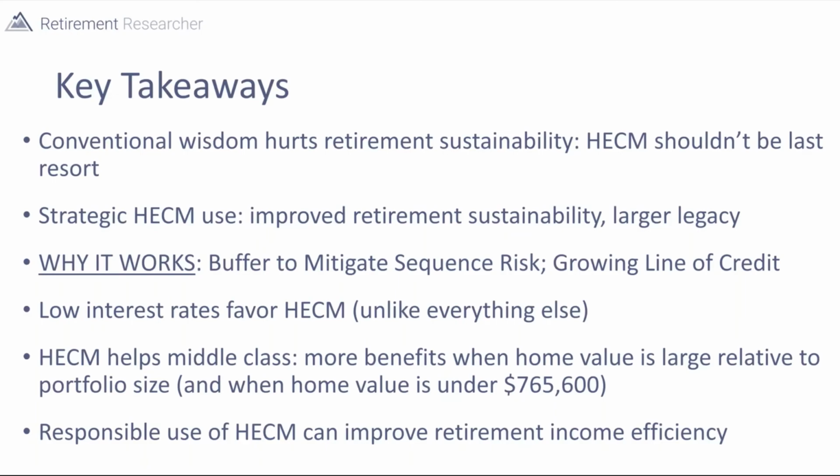Effectively, the gains to the portfolio in managing that risk exceed the cost of the reverse mortgage. And also having that growing line of credit is really powerful. The low interest rate environment favors the HECM program, home equity conversion mortgage, unlike any other retirement income strategy. And this is a strategy that really benefits the middle class. I mean, it can help higher net worth people as well, but to the extent that you have the limit on the home value, that's a factor.